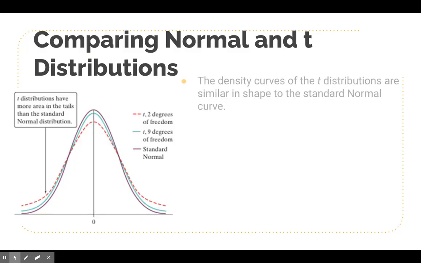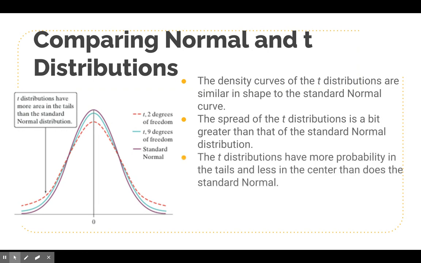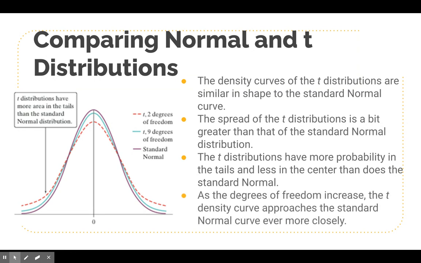But just to make a comparison, again, the density curves of t-distributions are similar to the normal curve. The spread is a little bit greater than that of the normal distribution, and it has more probability in its tails and less in the center compared to the standard normal curve. And as the degrees of freedom increase, the density curve approaches the standard normal curve ever more closely. So essentially what ends up happening is if you have a large enough sample size, it'll end up being approximately normal anyway, but you have to have a large enough sample size.